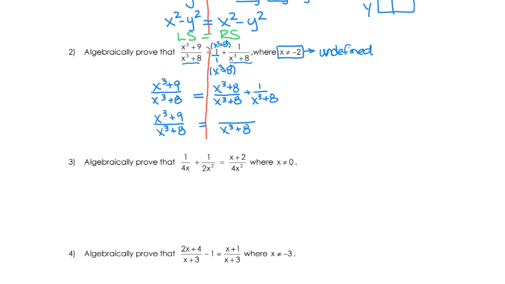And if you notice on the tops, when we add them together, those are going to be like terms. Positive 8 plus 1 is going to give us a positive 9. And so we'll have x cubed plus 9. And there it is. The left side equals the right side. And so this one's finished. Okay, let's check the next one.